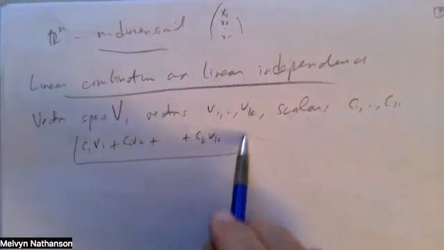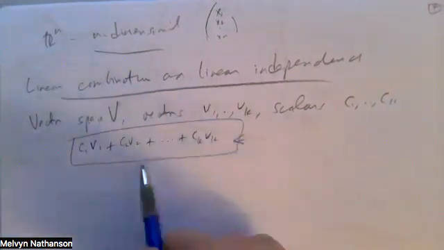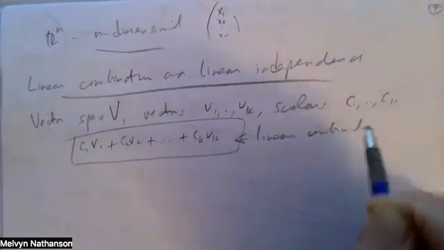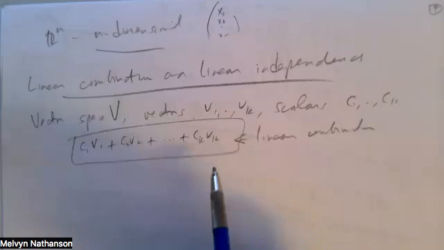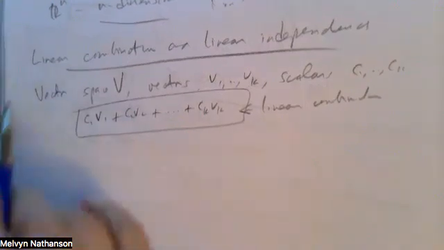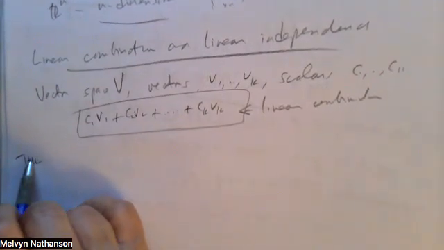And then I can add them together. And this is called a linear combination of the vectors V1 up to Vk. That's the definition of a linear combination. So a linear combination of vectors, you take K vectors, K scalars, multiply each vector by a scalar and add. That's a linear combination.